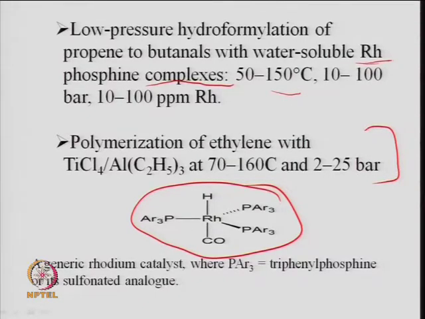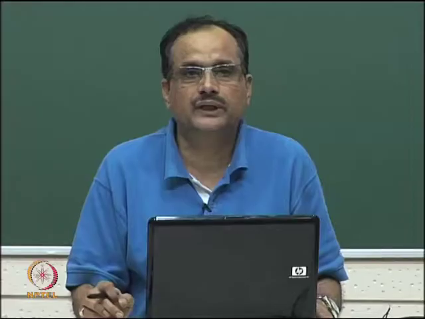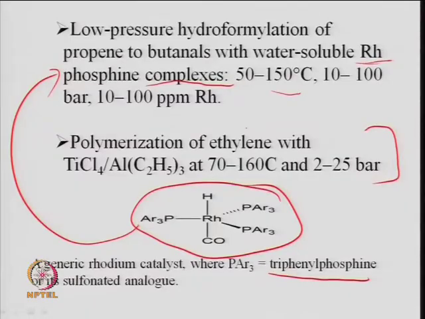So, this is a generic rhodium catalyst, where PAr3 is nothing but triphenyl phosphine or its sulfonated analog, which is used for this reaction. And this is a kind of Ziegler-Natta catalyst where aluminum halides, titanium halides, and aluminum alkyls can be used, and these kinds of compounds are used for the formation of HDPE and LDPE type compounds. So, ethylene polymerization gives high density polyethylene and low density polyethylene. These types of compounds are produced by polymerization of ethylene.